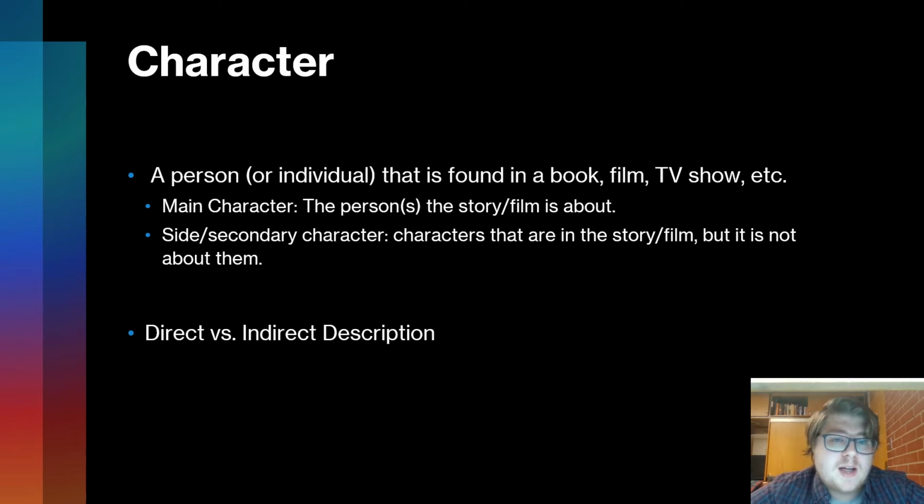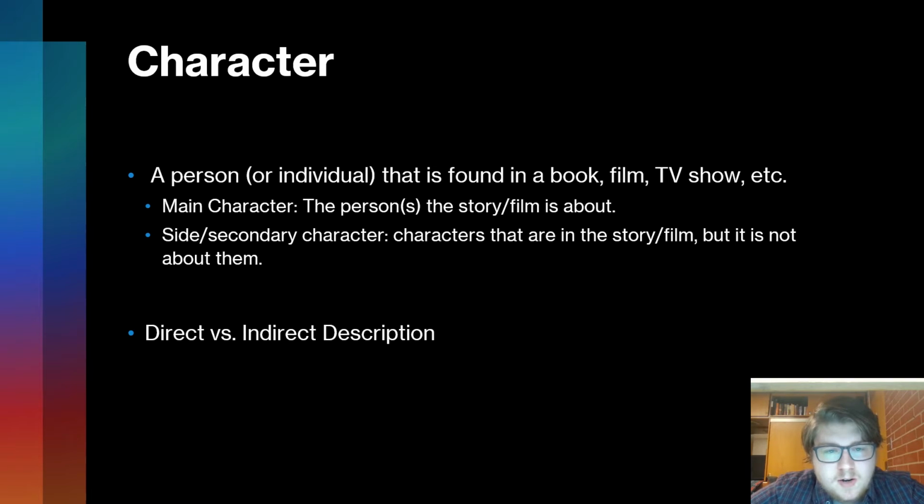And then from that, you also have your side or secondary characters, which are characters that are found in the story or your film, but it's not about them. For instance, in Harry Potter, Harry Potter would be your main character, and your secondary characters are characters that show up. The story's not about them. Say Dumbledore or Hagrid, any of those. And in Spider-Man, the Green Goblin may be a secondary character.